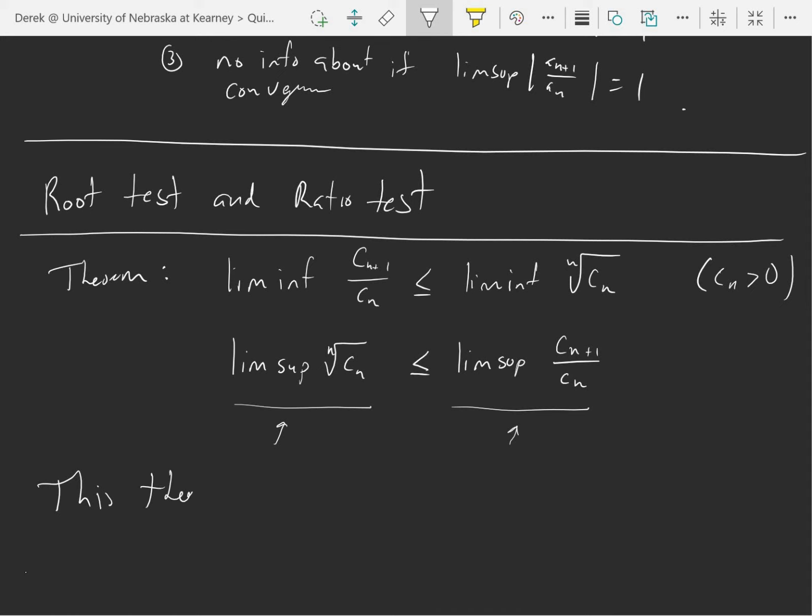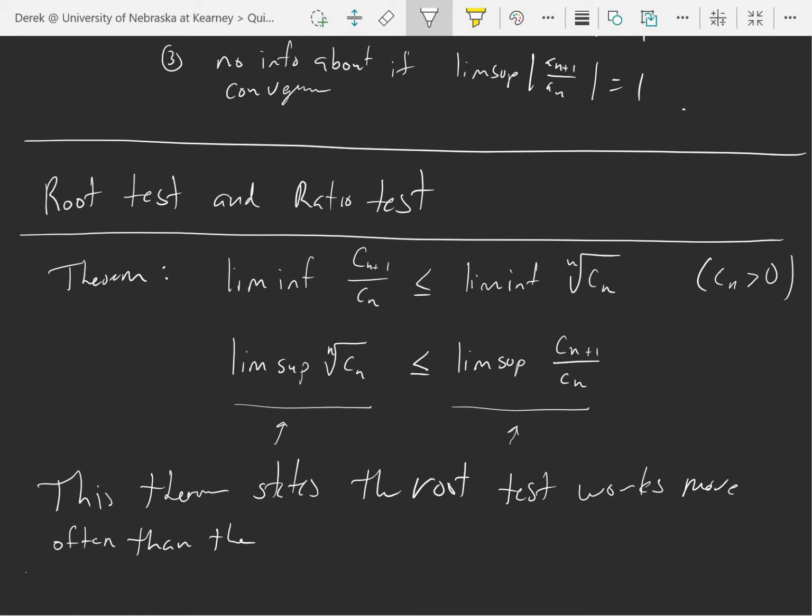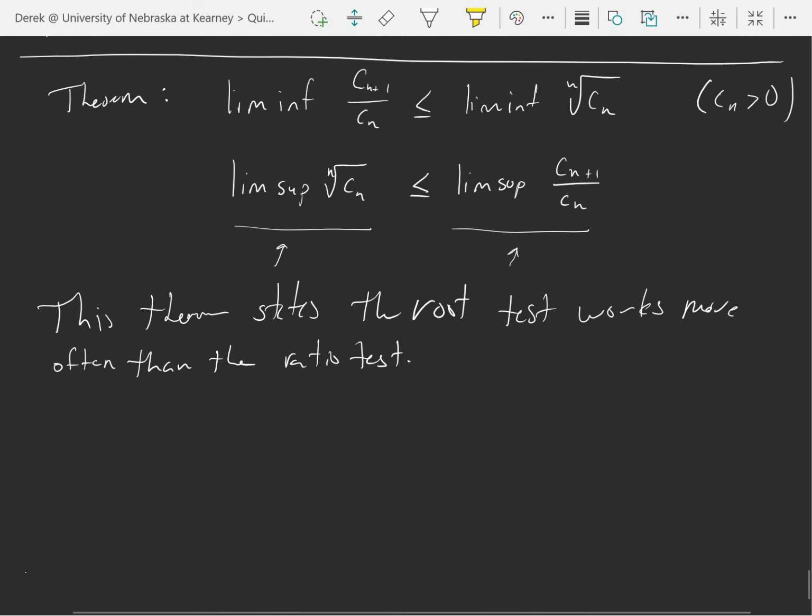This theorem states the root test works more often than the ratio test. But the problem is the root test is a little bit harder to use. Showing convergence about the nth root of something is usually a lot harder to work with than just division. Okay, so it's harder to use in many situations.